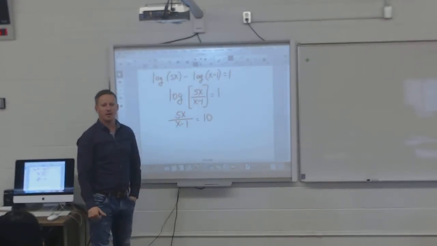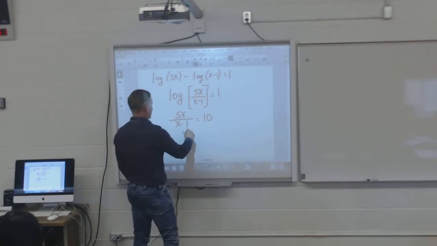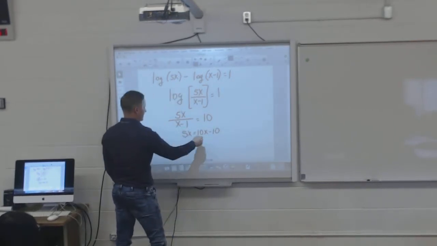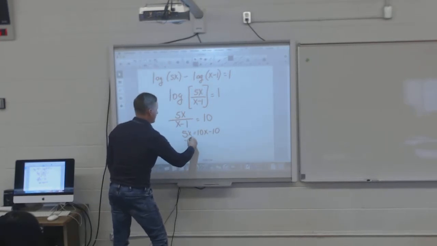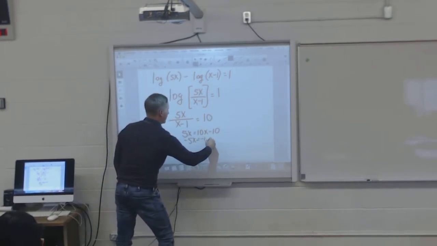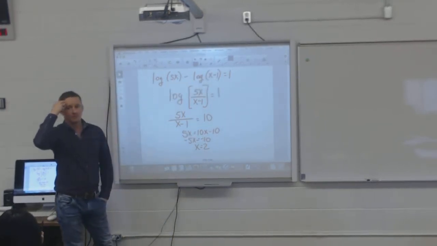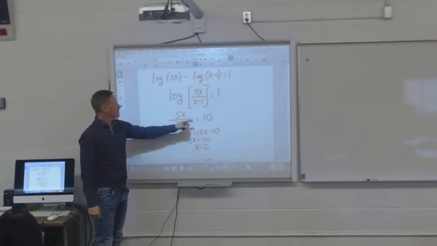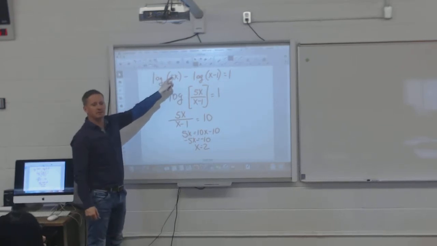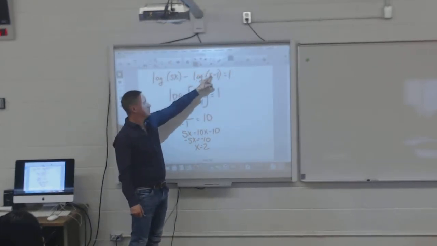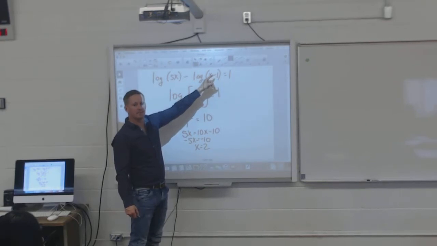Times the x minus 1 up to that side. So I get 5x is equal to 10x minus 10. Subtract that to this side. I get minus 5x equals negative 10. X is equal to 2. Okay? Substitute that in. 5 times 2 is 10. The log of 10 is what? 1. Okay. 2 subtract 1 is what?